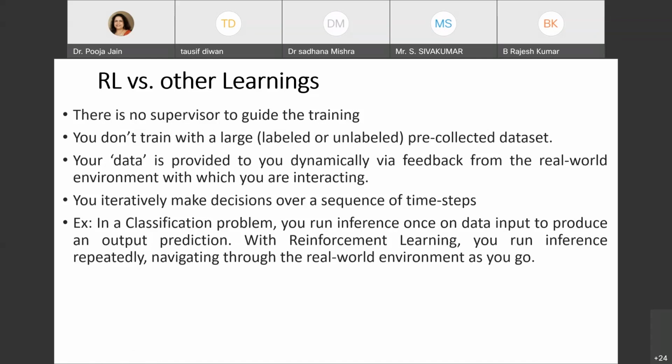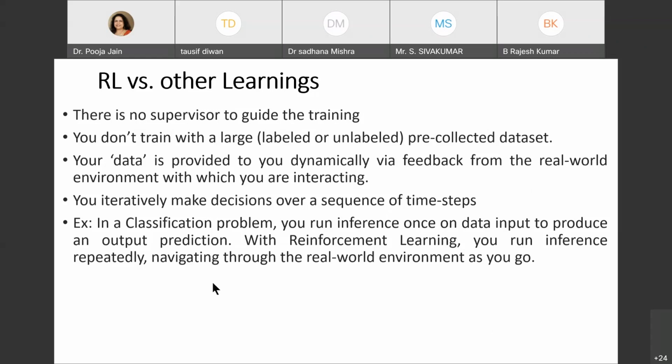Okay, so reinforcement learning is getting very popular, and here the data provided to you is dynamic, via feedback. Okay, means the feedback is generated at runtime, and that feedback is given as input for the next step or for the next time step. Here, iteratively, you make a decision, because it's not a single decision, it's a chain of decisions that you take over a sequence of time steps. Means what is the decision taken at the first time step, what is the decision taken at the second time step, and so on. And this sequence of decisions forms a final decision.